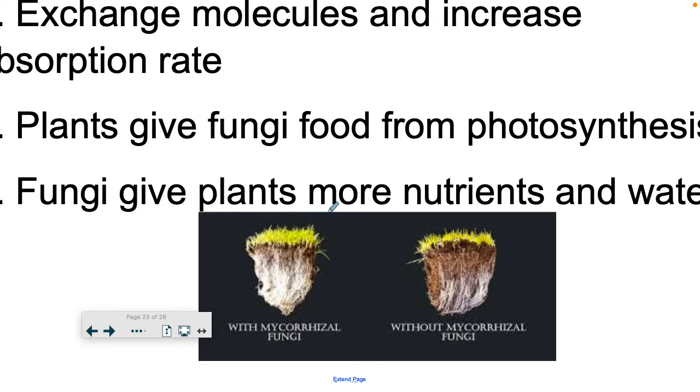Here is a section of grass with mycorrhizae fungi. You see it's just loaded, and it does look a little thicker at the top there, but without the mycorrhizae fungi, it's just kind of blah.